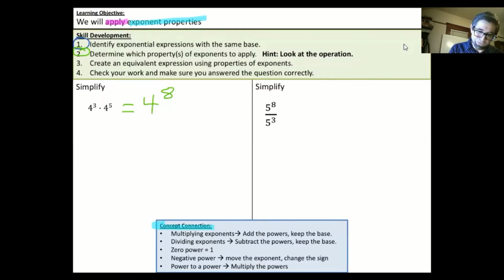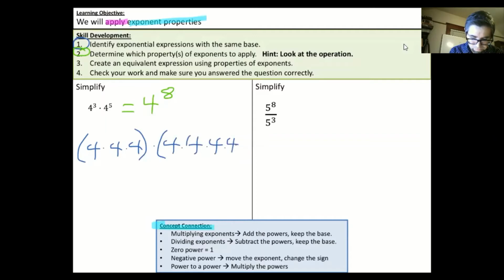Now, I want to give you a little bit more understanding than that. So let me expand these out and show you how we end up with 4 to the 8th power. 4 to the third means that I'm multiplying 4 times 4 times 4. That is being multiplied times 4 to the fifth, which means that I have 5 of these 4s all being multiplied together. Now, notice that there's multiplication in between every 4, including in between the groupings. There's multiplication in the middle right here.